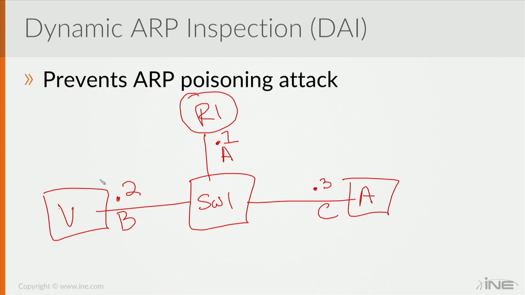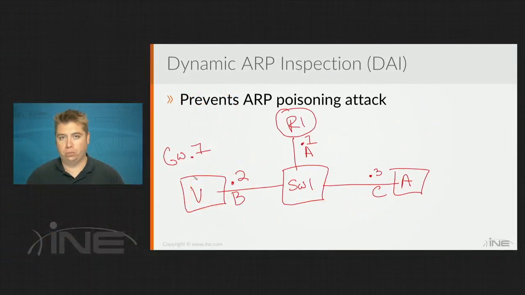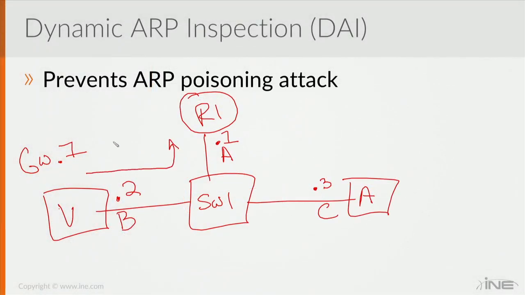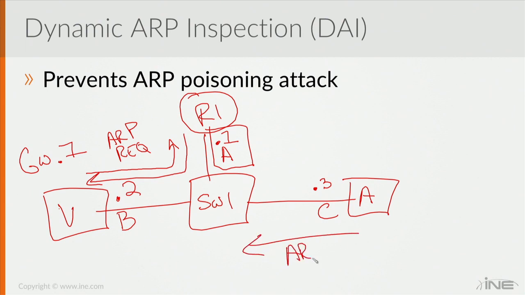Now, when the victim learns about the DHCP scope and it says my gateway is .1, what does it need to do in order to actually send traffic to router 1? It needs to ARP. It needs to figure out the mapping between the IP address .1 and the MAC address that I'm actually going to use in the Ethernet frame inside of the layer 2 header. So the victim here is going to send out an ARP request. Router 1 is going to reply back with an ARP reply saying that my MAC address is A and my IP address is 1.